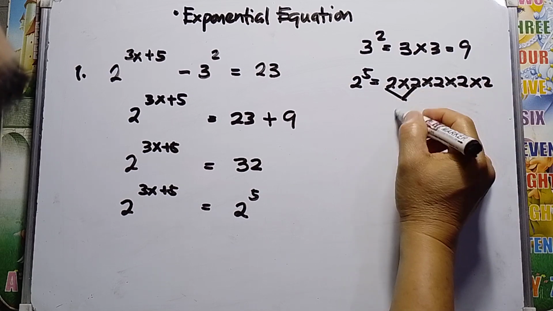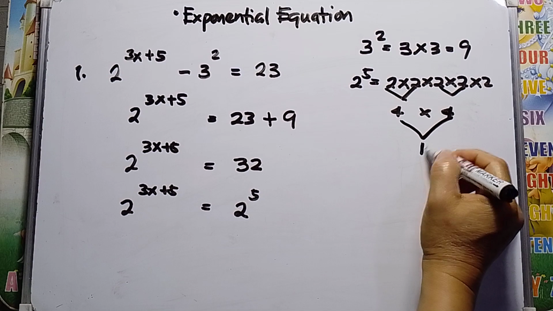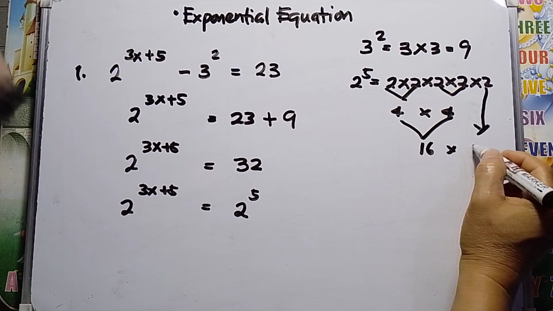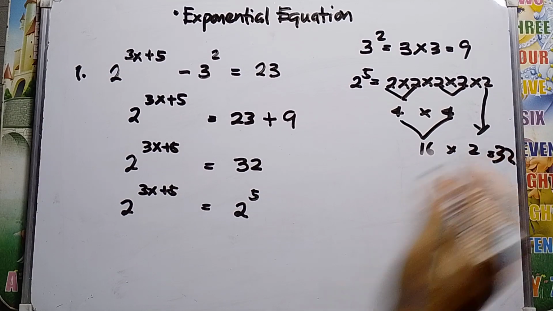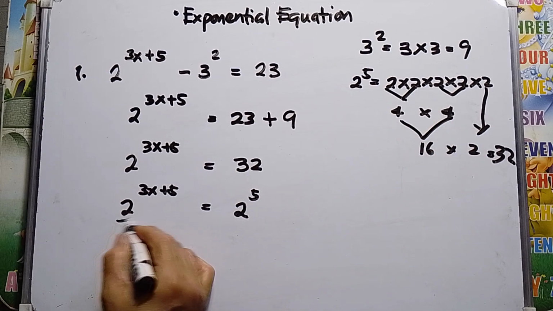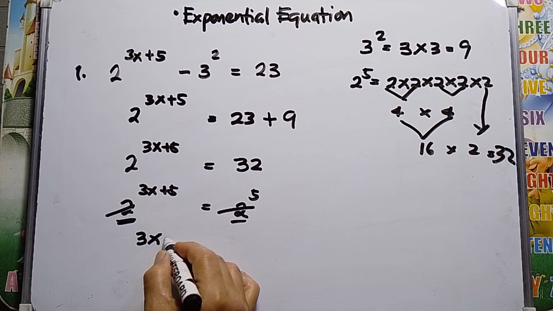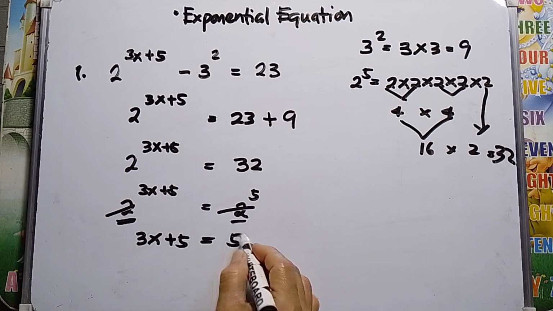So this is 4 times 4. This is 16 times 2. So this will be 32. So this is correct. Since they have the same base, this will be crossed out. So I have now 3x plus 5 equals 5.